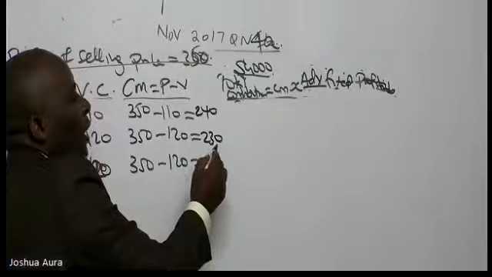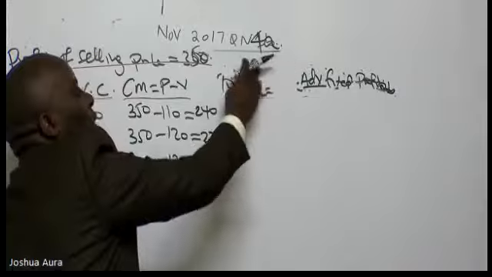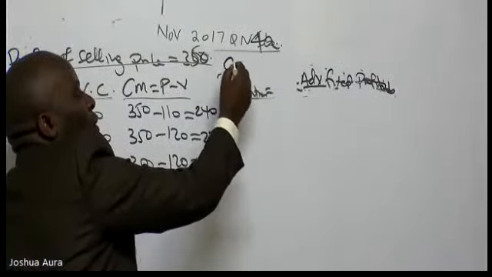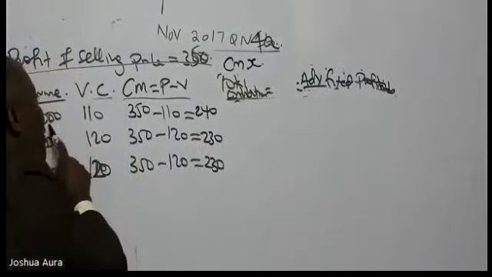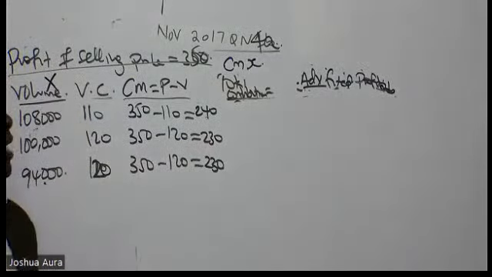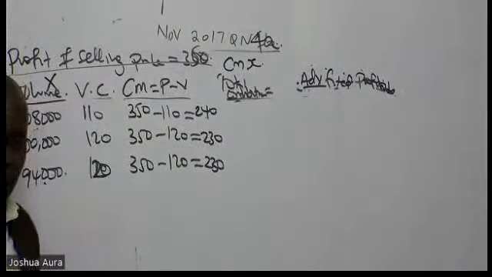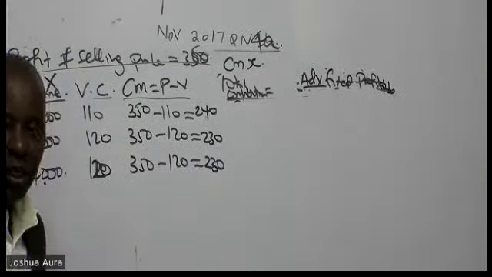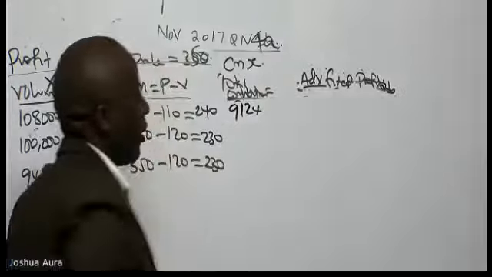So having gotten that, now we can easily get the total contribution in shillings thousands. Remember, for us to get total contribution, we take contribution per unit times number of units. So we take the number of units and the CM, divided by 1,000 because our figures are in terms of thousands. The first one is 9124. How about the second one?